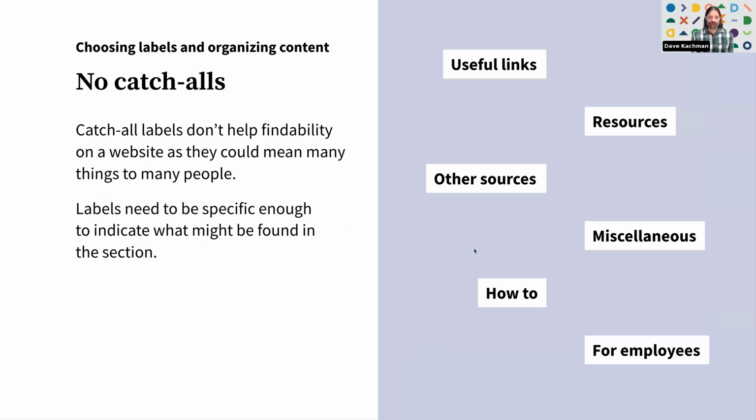And then the catch-alls. This is something that is always a challenge. Catch-all labels don't help findability on a website, because they could mean many things to many people. It's actually a plausible place for almost any task to jump into. So it almost serves as a distractor, and the answer may or may not be in there. So we definitely do not recommend using any of these kind of catch-all sections for endpoints of content, for sure. Labels need to be specific enough to indicate what might be found in that section.